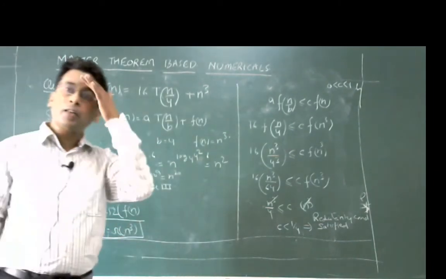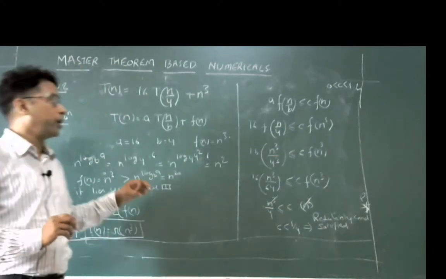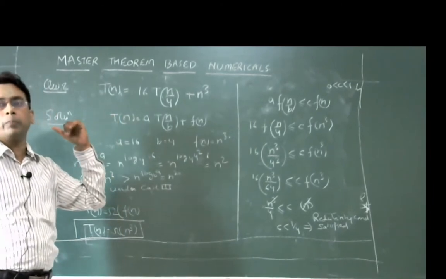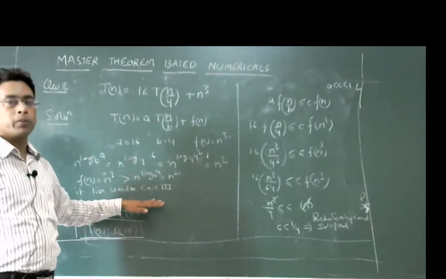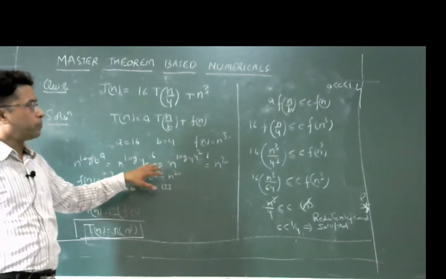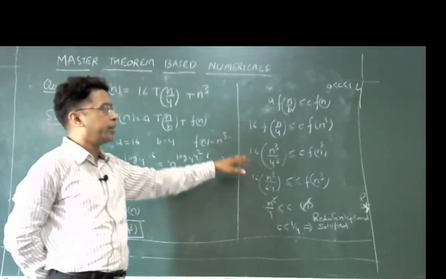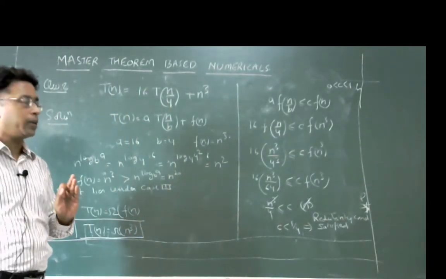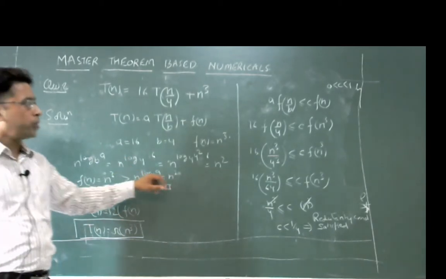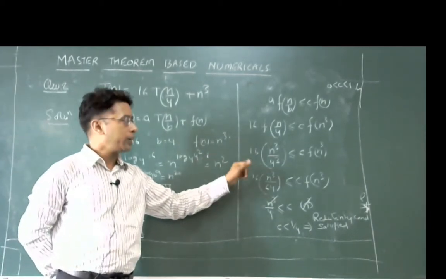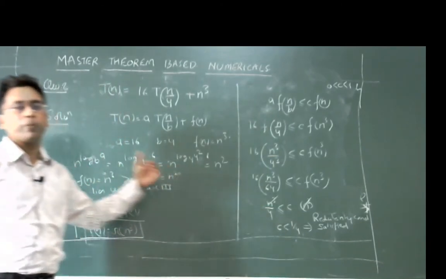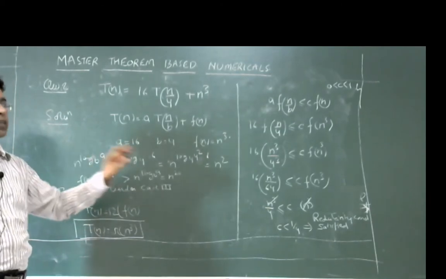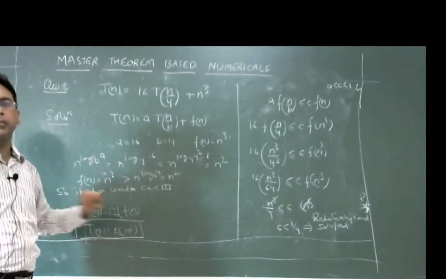In this numerical, in general, students normally just check that f(n) is greater than n raised to the power log a base b, apply the case 3 solution, and forget to check the regularity condition. So whenever the condition that n raised to the power log a base b is smaller than f(n) is satisfied, first check the regularity condition. Only after checking the regularity condition, apply the case 3 solution. So this is the example where the regularity condition has been satisfied and case 3 has been applied.